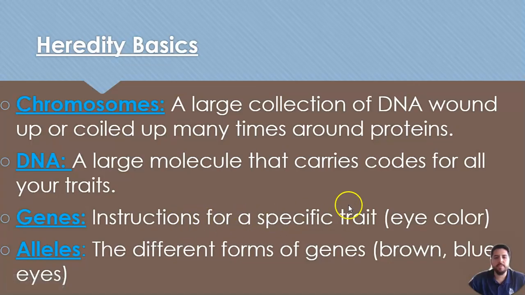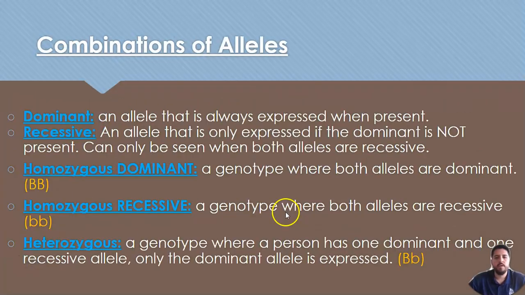Genes are instructions for a specific trait, such as eye color. And alleles are different forms of genes which give you the different phenotypes or the different physical characteristics that you get. Let's delve a little deeper into what alleles are. So there's two possible alleles, dominant alleles or recessive alleles. A dominant allele is an allele that is always expressed when present. So if that allele, that set of genes, is there, then that trait will show up.